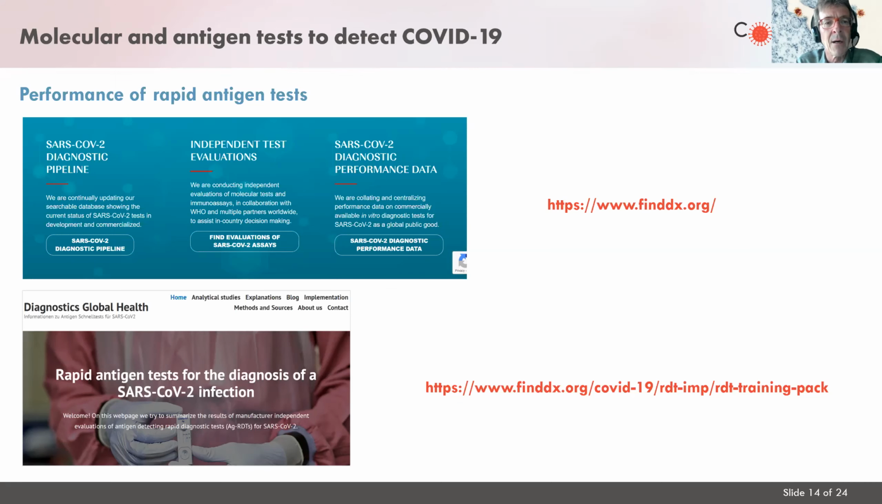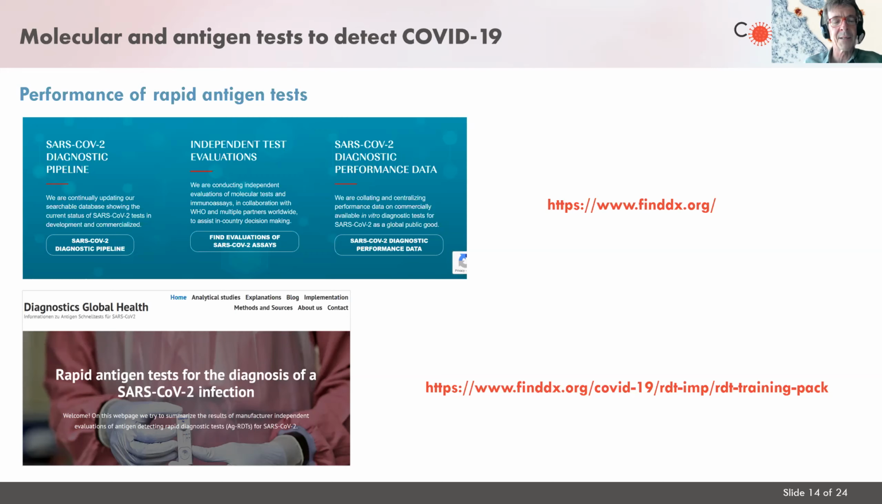Of course, there is a huge number of rapid antigen tests that are available, and at some stage, I was flooded with adverts a few times a day. The problem is that you need to make sure that the quality is good. Luckily, there are organizations like FIND that really devote themselves to looking, and I just see that the link on the top one is incorrect. We'll correct that afterwards.